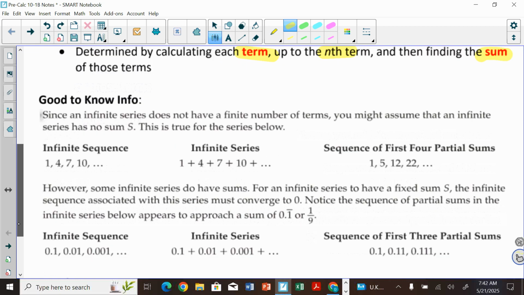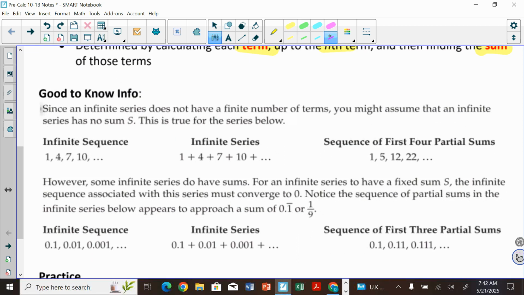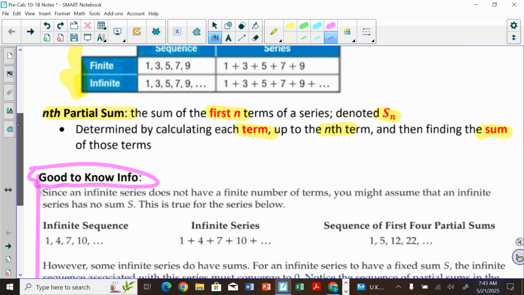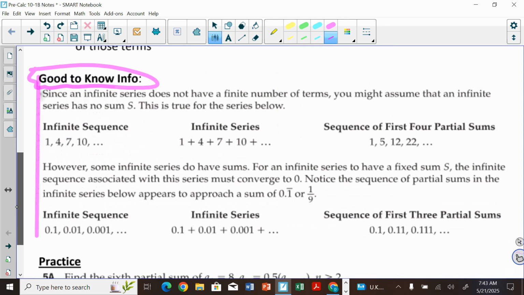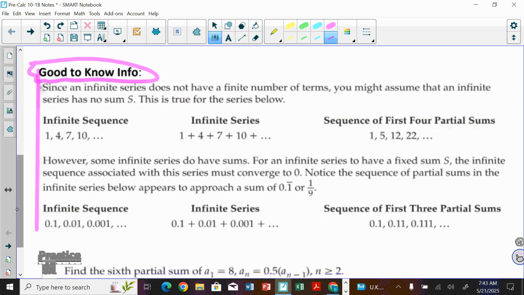So just put this part here, and you can read over it. But this is just good to know stuff when we talk about infinite series. So when we look at this infinite series here, you can see it goes on and on forever and ever. So when we talk about that in terms of a series and adding it up, a lot of times we say, since an infinite series does not have a finite number of terms, you might assume that an infinite series has no sum s. That's true sometimes for these here, right? If you're going to go on and on and on, then the numbers are going to add up and get larger and larger and larger, and you'll never get an end to it.